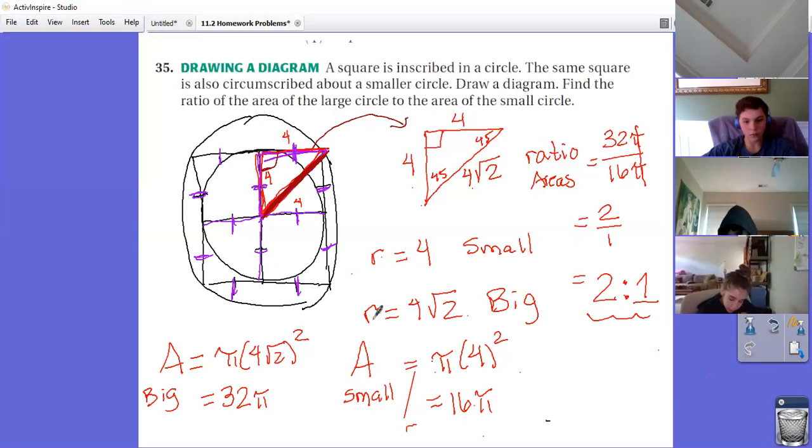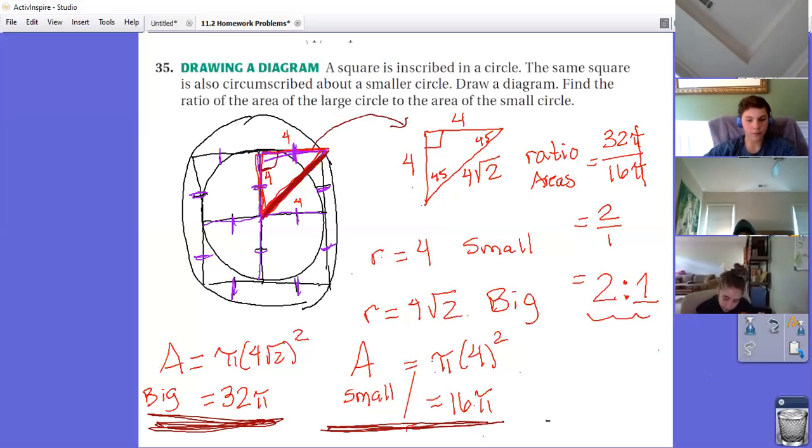So the radius of the big circle is 4 square roots of 2, and the radius of the small is 4. But like I said, you could have chosen any number, worked out the same way in the end. Using 4 square roots of 2, I found the area of the big, and using 4, I found the area of the small. Then I did the ratio, large over small: this is the larger circle over the smaller.